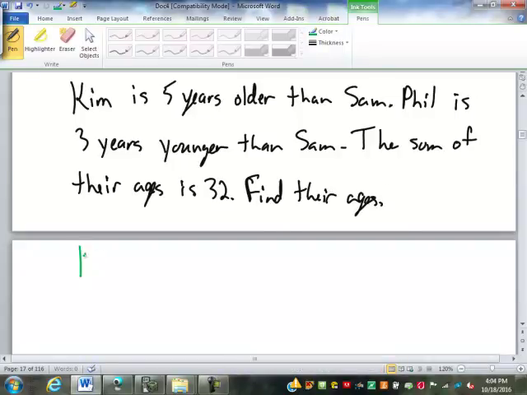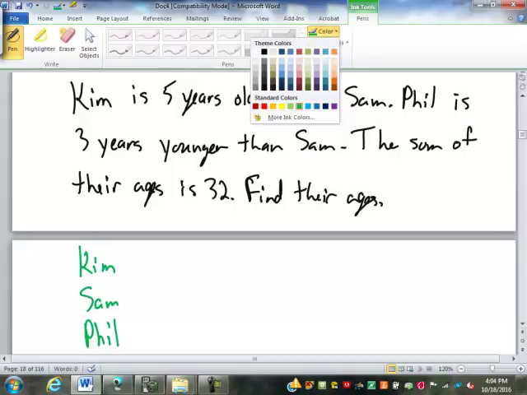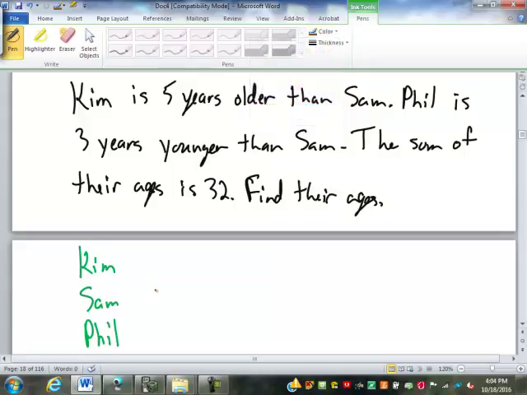So, we've got Kim, Sam, and Phil. Where do you start? Sam's going to be S. Kim will be S plus 5, because Kim is 5 years older than Sam. Okay, what's next? Phil is 3 years younger than Sam, so Phil is S minus 3.